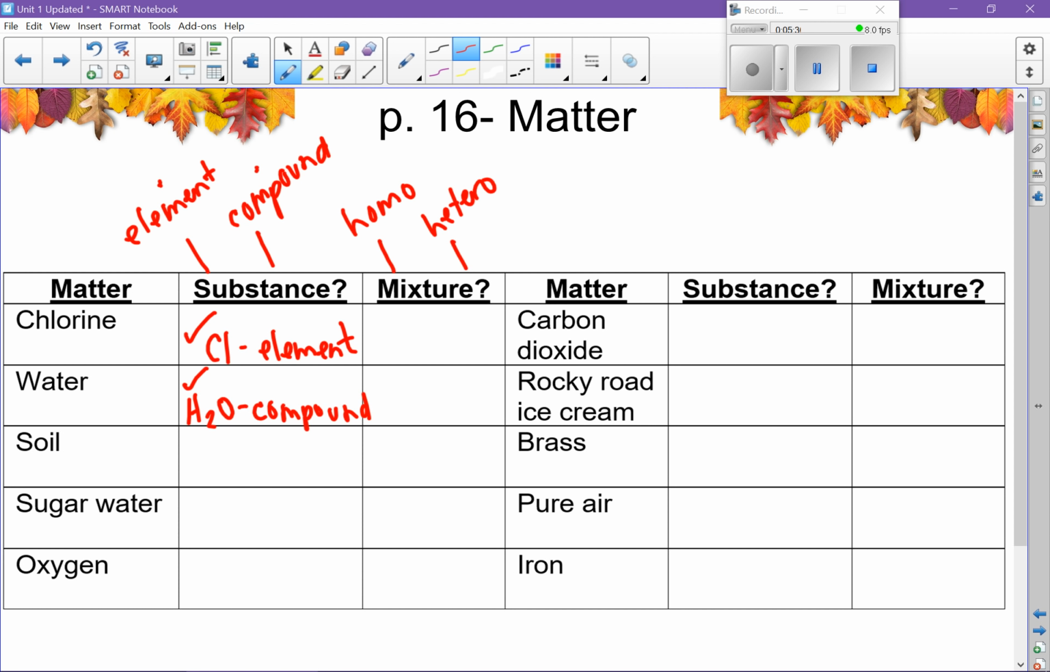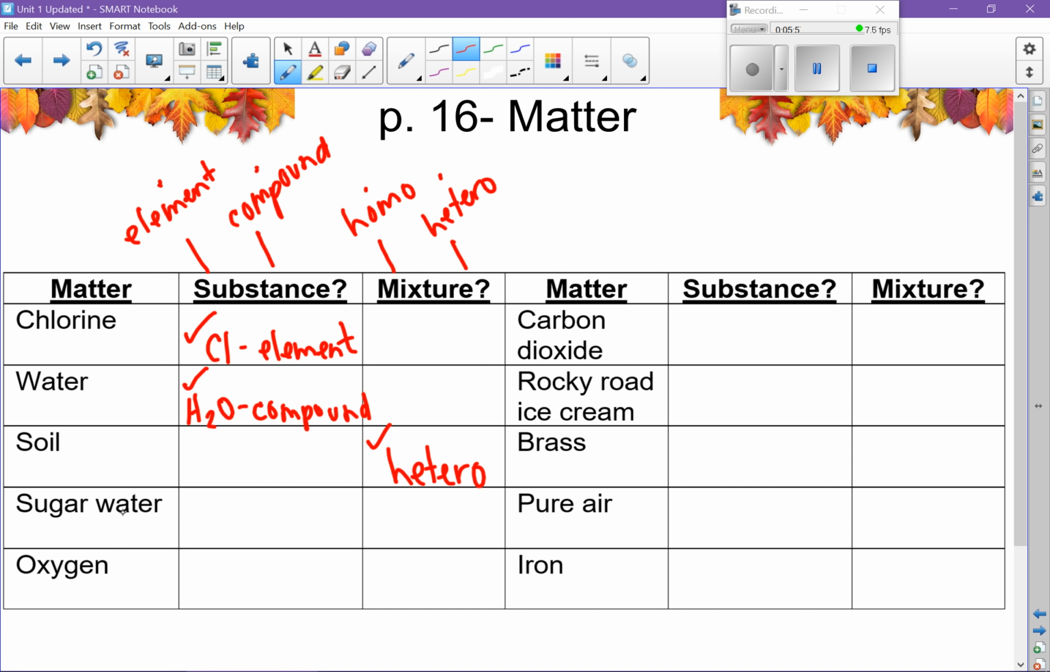There we go. Okay, now if I think about soil, if I went and I got a bucket full of dirt, there are lots of different things mixed in there, so that's a mixture. And if I looked at that bucket of dirt, I would be able to see the differences. It wouldn't look the same all throughout. So if it's looking the same, it's homogeneous, and if I can see the different parts, it's heterogeneous. Because of all the different things in soil, it is heterogeneous.